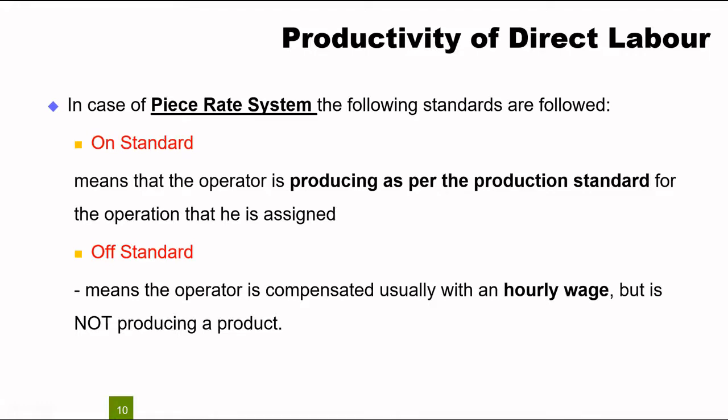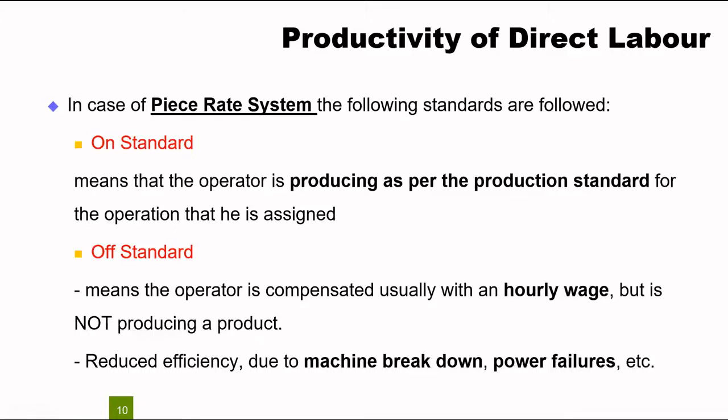If people are sitting and they cannot produce because of a problem in the factory or with the machine, you can't blame them for it. So in that case, you are paying them off standard. And off standard is because of reduced efficiency due to machine breakdown, because of power failures and things like that.